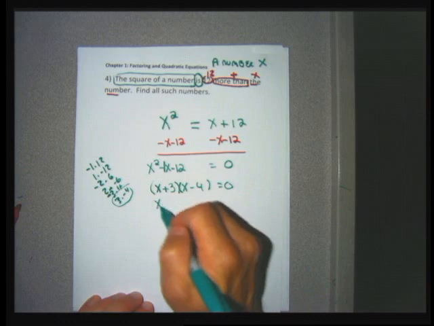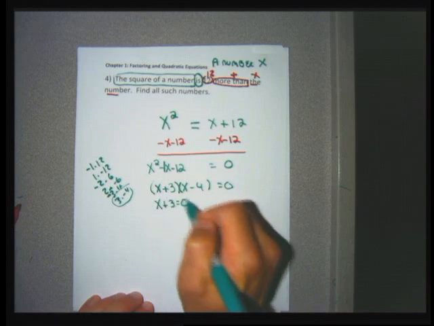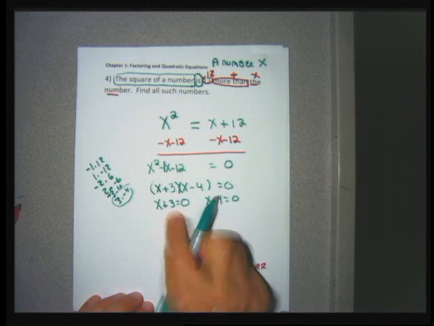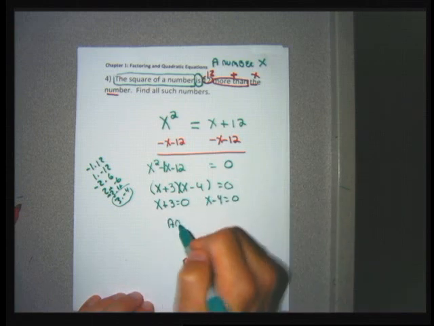Then I go x plus 3 equal to 0, x minus 4 equal to 0. Here I subtract 3 and get x equal to negative 3.